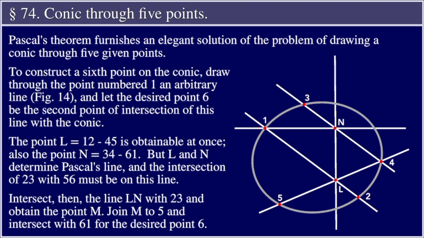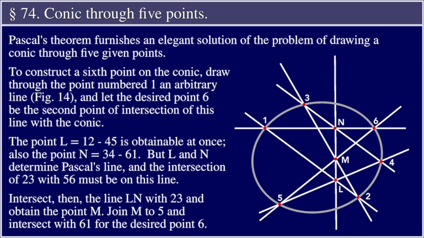But L and N determine Pascal's line, and the intersection of 2,3 with 5,6 must be on this line. Intersect, then, the line LN with 2,3 and obtain the point M. Join M to 5 and intersect with 6,1 for the desired point 6.